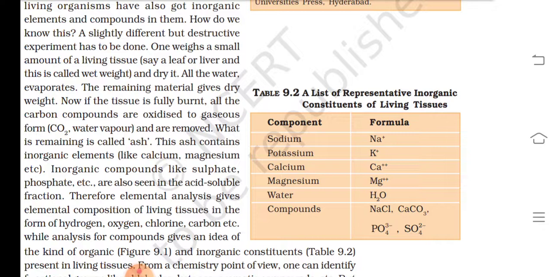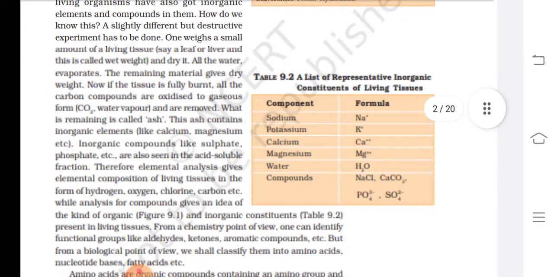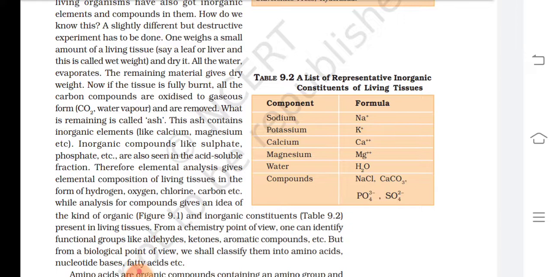This ash contains inorganic elements like calcium, magnesium, etc. Inorganic compounds like sulfate, phosphate, etc. are also seen in the acid soluble fraction. Therefore, elemental analysis gives the elemental composition of living tissue in the form of hydrogen, oxygen, chlorine, carbon, etc., while analysis for compounds gives an idea of the kind of organic and inorganic constituents present in living tissue, as given in Table 9.2.